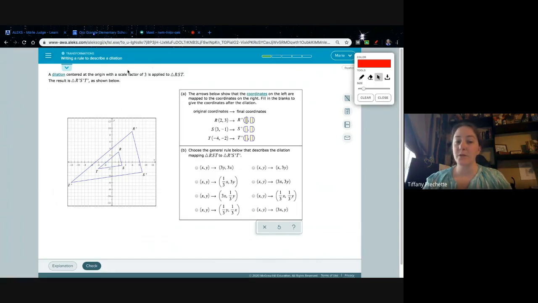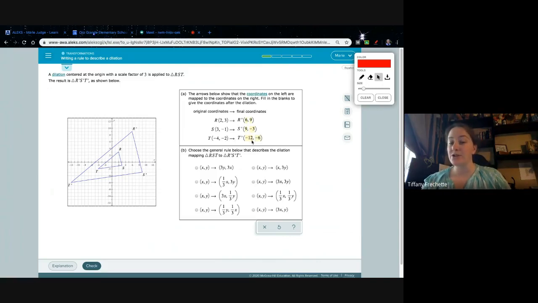So if I know I'm just multiplying by the scale factor, let's go ahead and do that and then see if it works out. So we have 2 times 3, we get 6. 3 times 3, we get 9. And I'm multiplying by 3 again because of the scale factor. So 3 times 3, we get 9. -1 times 3, I get -3. -4 times 3, I get -12. And then -2 times 3, I get -6.